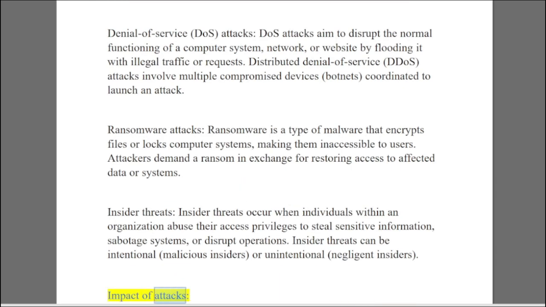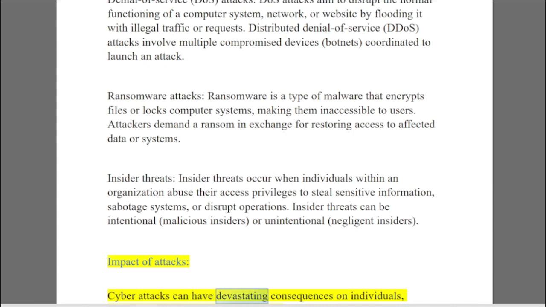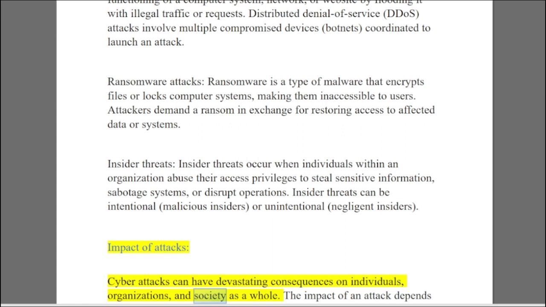Impact of attacks. Cyber attacks can have devastating consequences on individuals, organizations, and society as a whole. The impact of an attack depends on various factors, including the type of attack, the vulnerabilities of the target, and the intentions of the attacker. Common consequences of cyber attacks include financial losses, reputational damage, legal liabilities, operational disruptions, and compromised privacy.